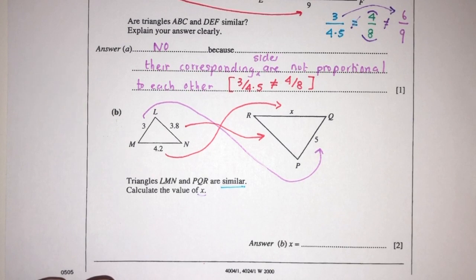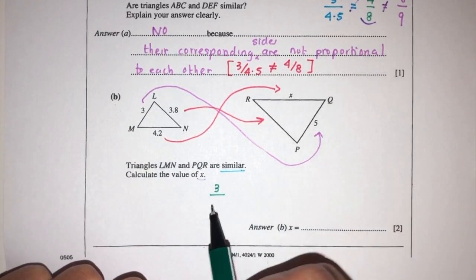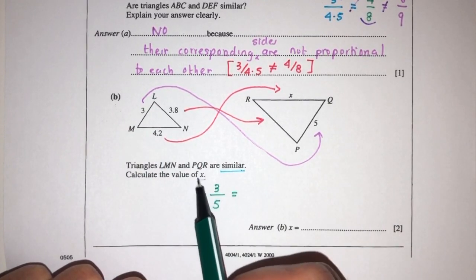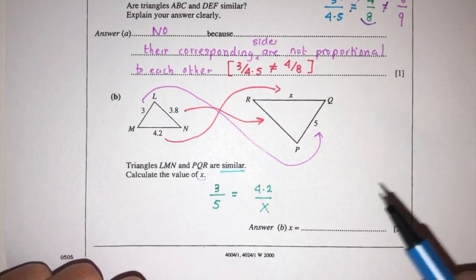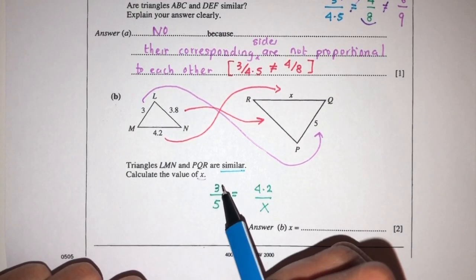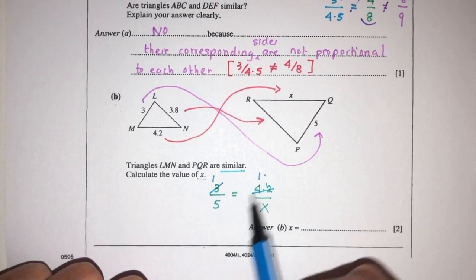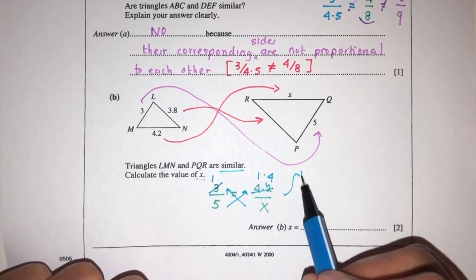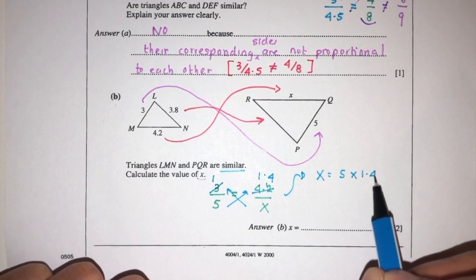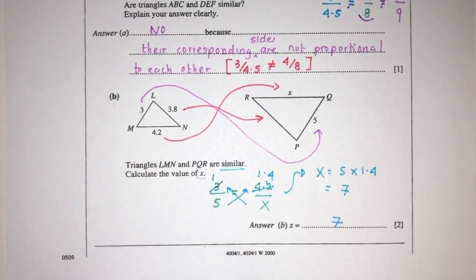Given that they are similar, we can form an equation. If you take 3 over 5, you're supposed to get, since we're trying to find x, 4.2 over x. So let's solve for the value of x. Let's divide by 3 on both sides. That will be 1 here, 1 here, that should be 1.4. Then we cross multiply. x will be 5 times 1.4. So 5 times 0.4 will be 2, and 5 times 1 is 5, plus 2, that will be 7. x will be 7. Okay, and that will be question number 11.